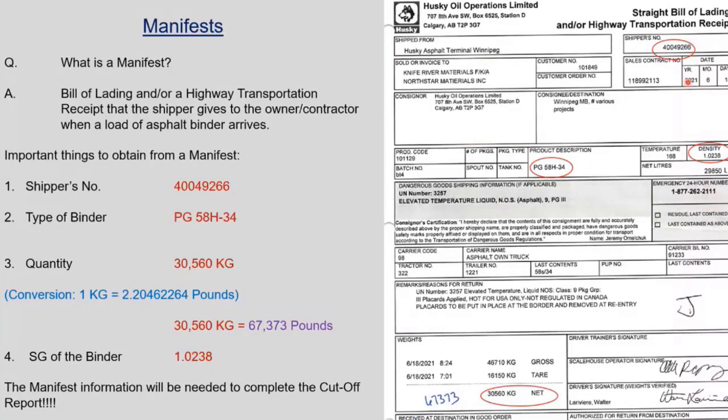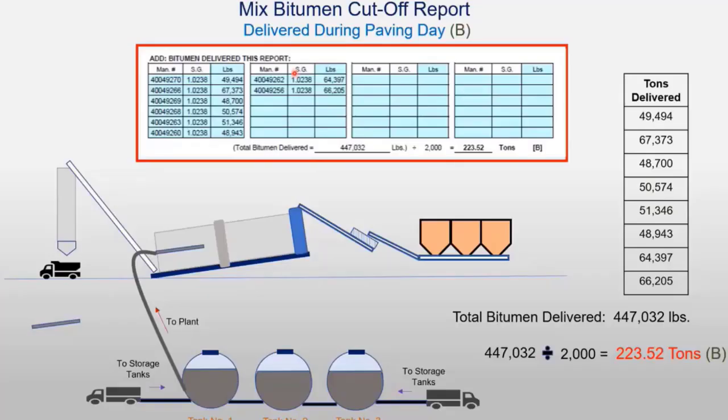Now, this one actually came out of Canada, so there's some metric numbers here, but you get your shipping number, your binder, the type of binder, your quantity. That can be converted down into a pounds figure. And then the specific gravity of the binder is all from this manifest. This particular one, for instance, 67373 is one of these that is on this cutoff report right here.